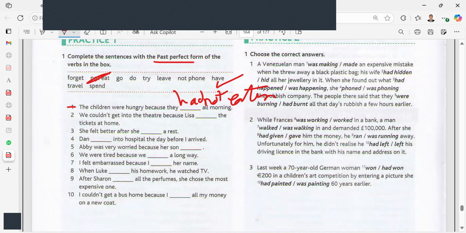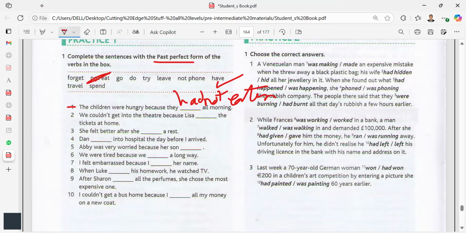We couldn't get into the theater because Lisa had forgotten the tickets at home. Forgotten the tickets at home.